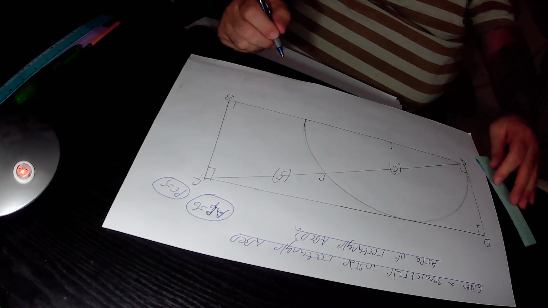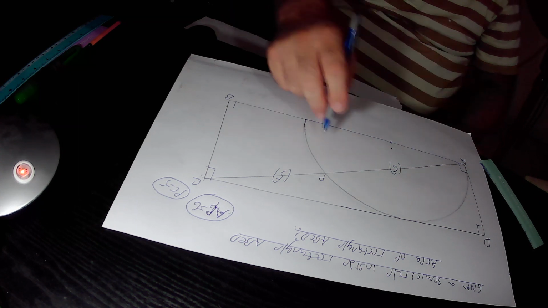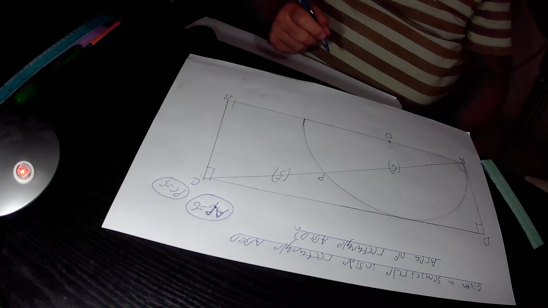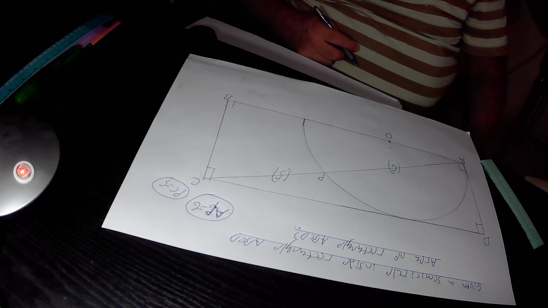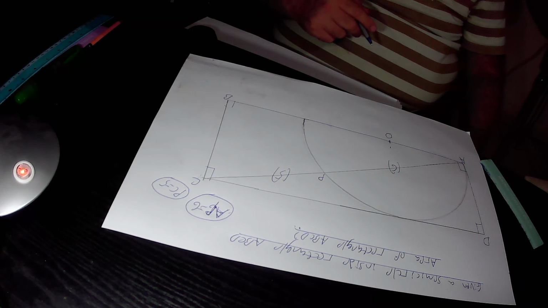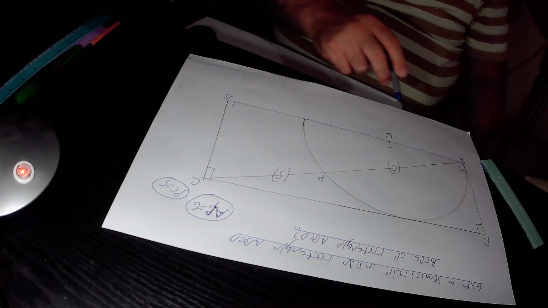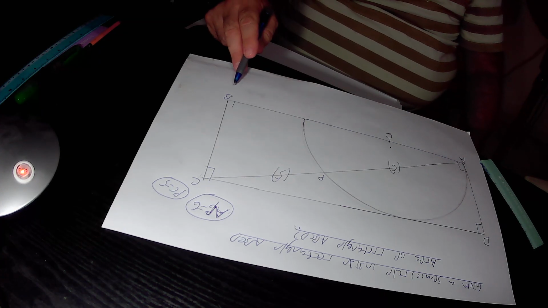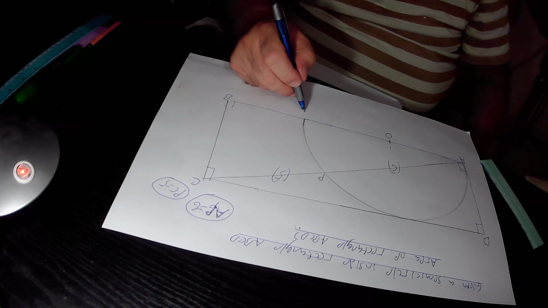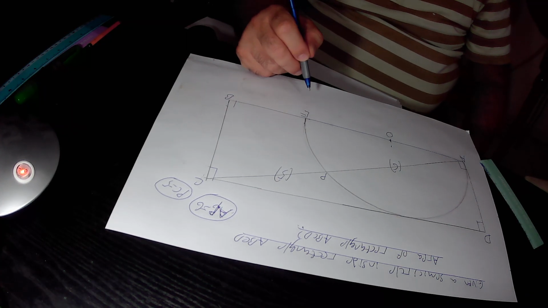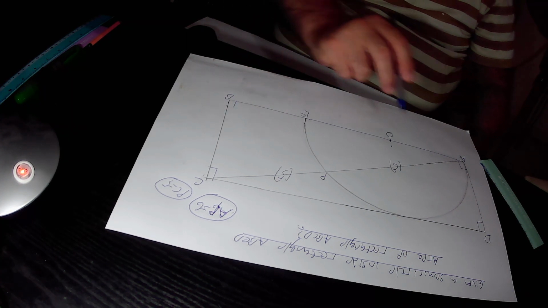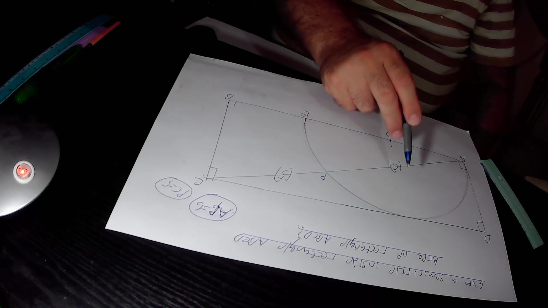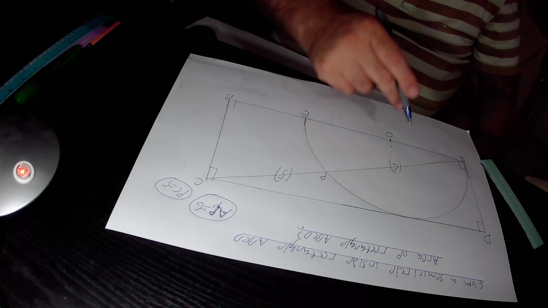In the next step, we define the center of this semicircle. This point is point O. We will define the touching point of this semicircle with side AB of this rectangle ABCD. This point is point E. And finally, we will define the point of tangency of DC with this semicircle. This point is point M.